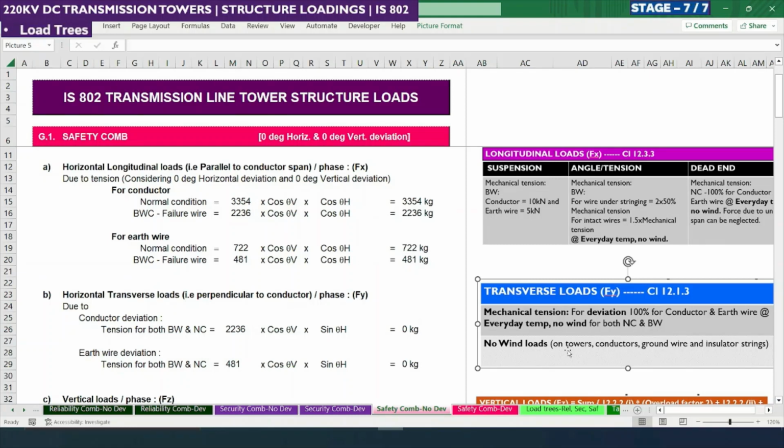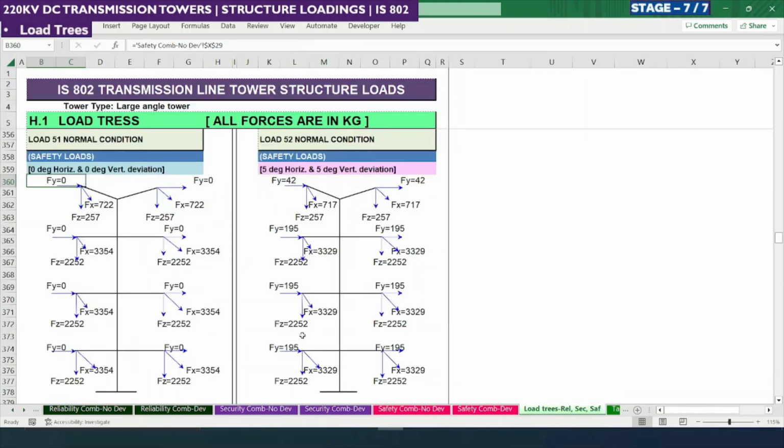Yes, we should not consider any wind load, for any type of tower, even if it is a dead end or tension tower or suspension tower. No wind load is to be considered under safety condition, because it is construction and maintenance type of loads. In that, considering a wind load is not reasonable. So here as there is no deviation, 0 degree we have considered in this tab, no deviation, then the transverse load for all the forces, even for conductor or earth wire, is 0.